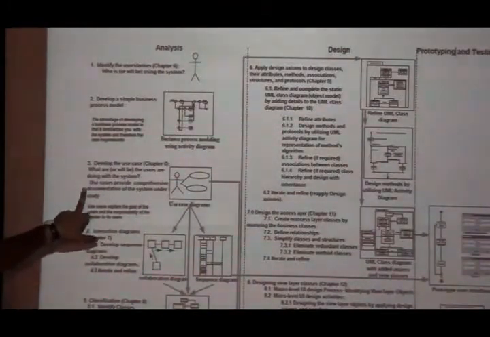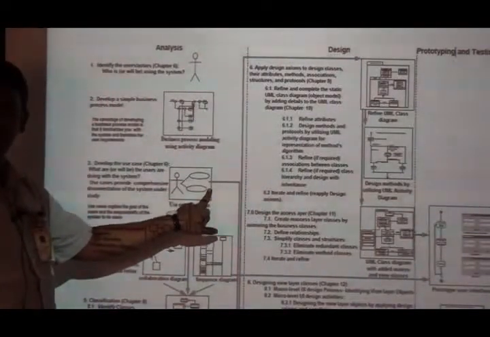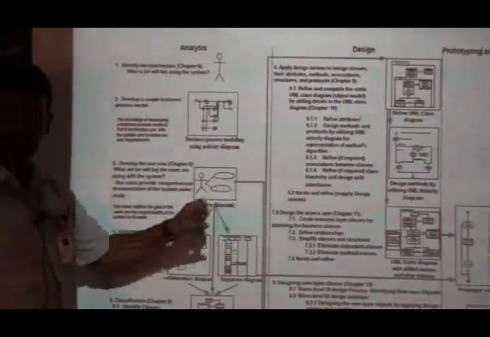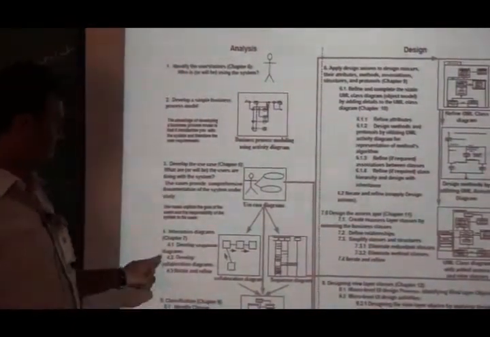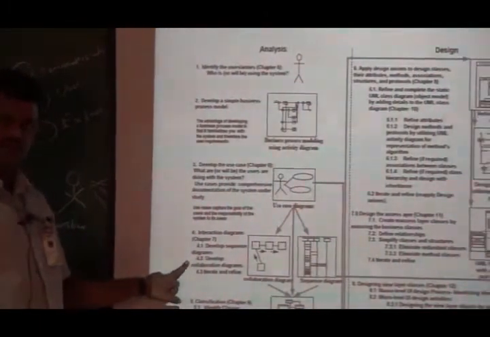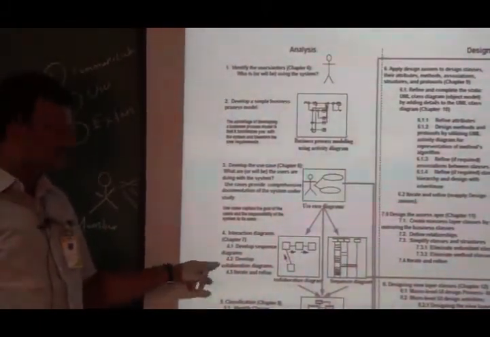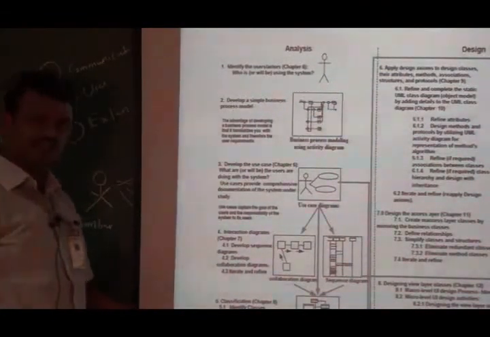What is the use case diagram? It's the communication between the actors and the use cases. What are the different types of relationships in the use case diagram? The first one is the communication, then the uses relationship and the extends relationship. Then develop the interaction diagram. What do you mean by interaction diagram? There are two types of interaction diagram: the sequence diagram and the collaboration diagram. The last one is the classification.